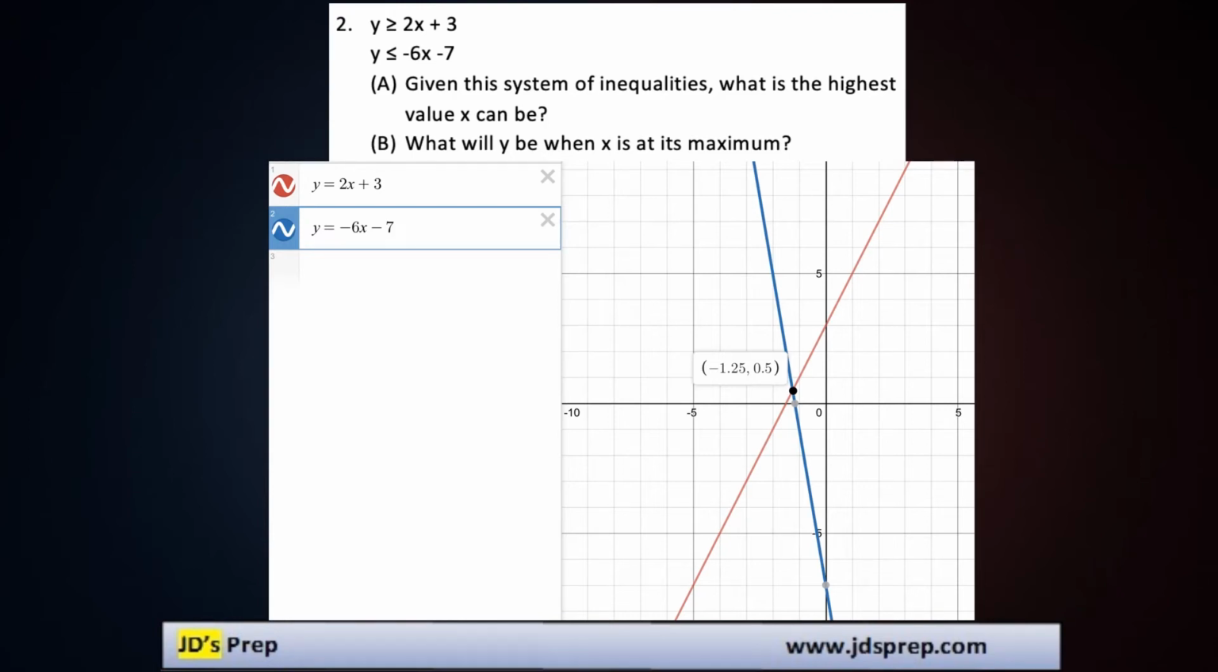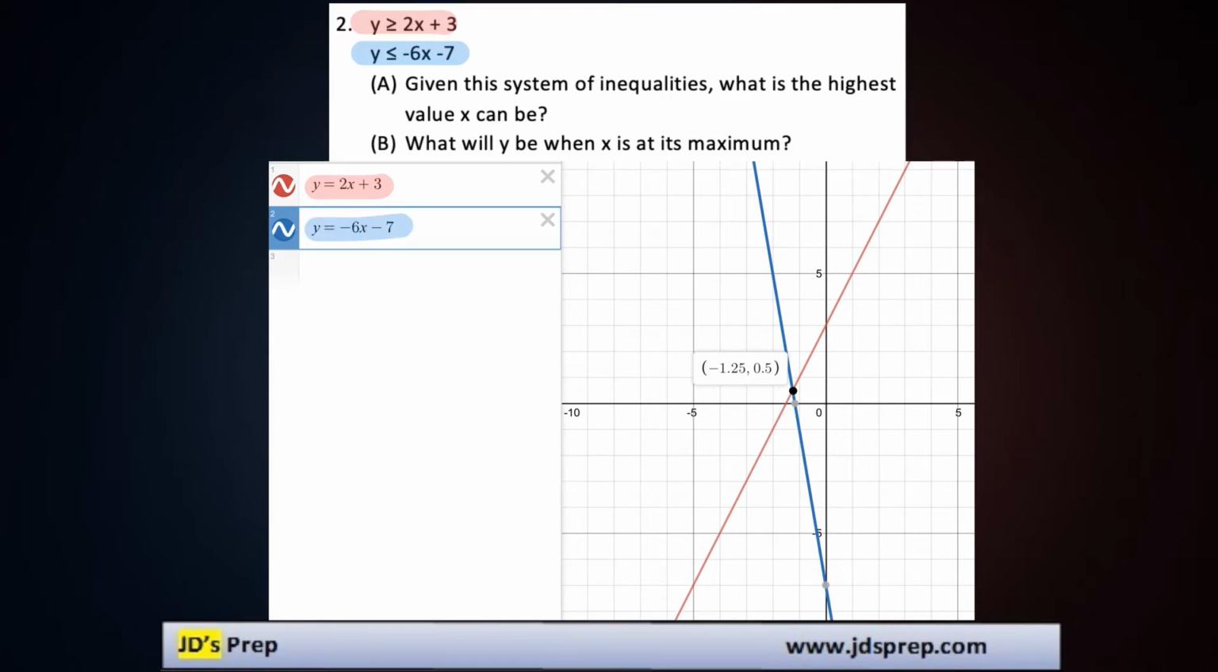In order to solve this system of inequalities, you're going to want to be using your graphing calculator, and you're going to graph the two inequalities as if they were equations. So you can see the first inequality I graphed as an equation, y equals 2x plus 3. You can see it as the red line there. And then the second inequality I graphed as y equals negative 6x minus 7.